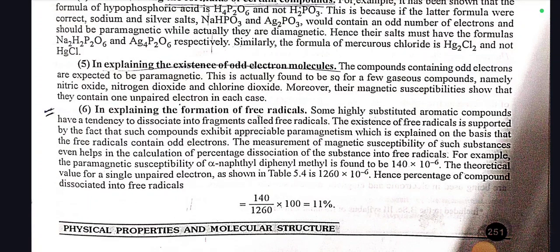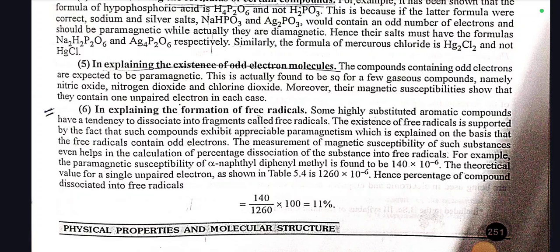Fifth, in explaining the existence of odd electron molecules. Compounds containing odd electrons are expected to be paramagnetic. This is actually found to be so for a few gaseous compounds, namely nitric oxide, nitrogen dioxide, and chlorine dioxide. Moreover, their magnetic susceptibility shows that they contain one unpaired electron in each case.